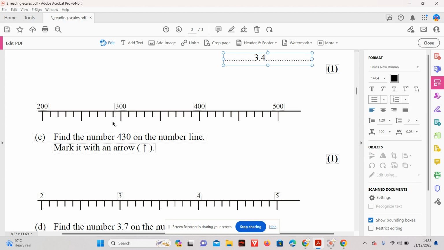We're looking for 430, so I'm going to go to 400. And since this scale's going up in tens, we're going to go 400, 410, 420, 430. So therefore, 430 would be there.